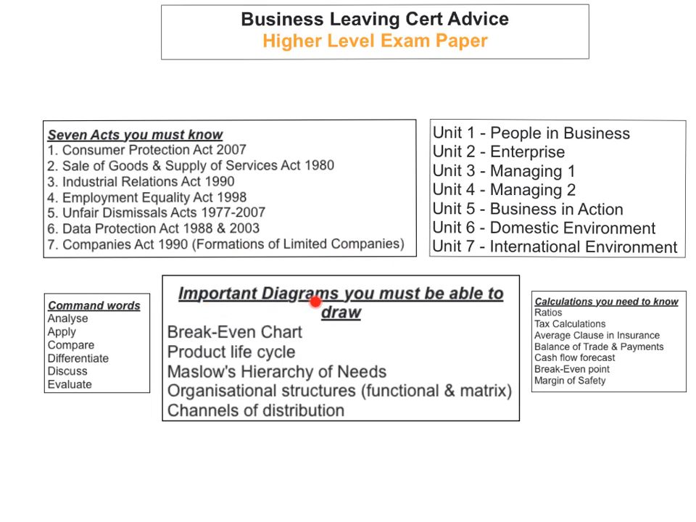Another thing that you need to be able to do is draw some very important diagrams in your paper. You can be asked to draw a break-even chart, a product life cycle, Maslow's hierarchy of needs. You might be asked to draw some organizational structures, such as functional or the matrix structure, and you need to be able to draw the channels of distribution. So these are just some diagrams that you might be asked to draw in the exam. You need to know these, and if you don't know them, again, go and learn how to draw these so you know them for your exam.